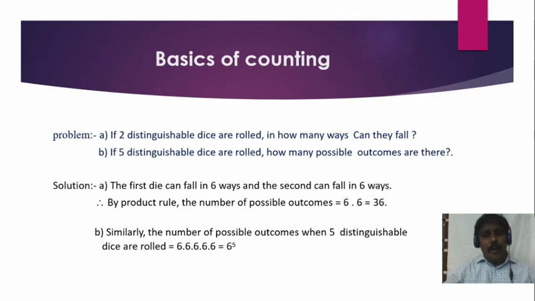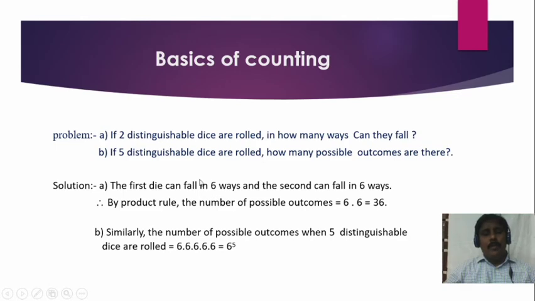We know that the formula for dice is 6 power n, where n is the number of times. So 5 distinguishable dice are rolled, so 6 power 5, that is 6 into 6 into 6, 5 times. Now he has asked how many possible outcomes are there. So the answer for this is 6 into 6 into 6, whole power 5, that is equal to 6 power 5. 6 power 5 is the answer for the given problem.